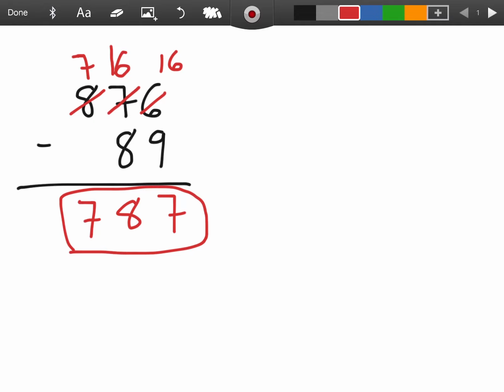So that is a quick refresher on place values, on adding multi-digit numbers without a calculator, and on subtracting multi-digit numbers without a calculator.